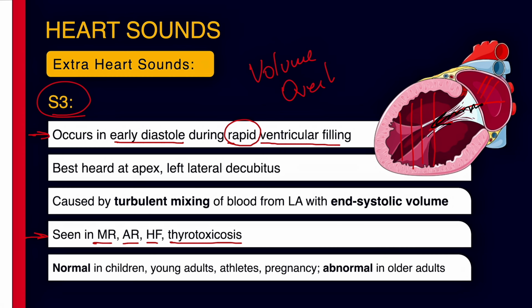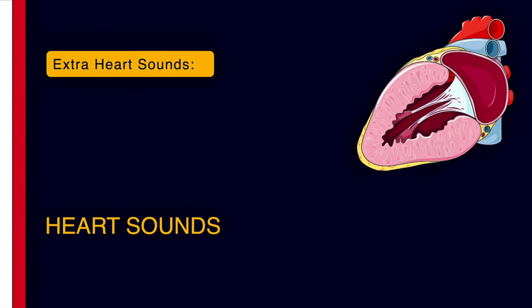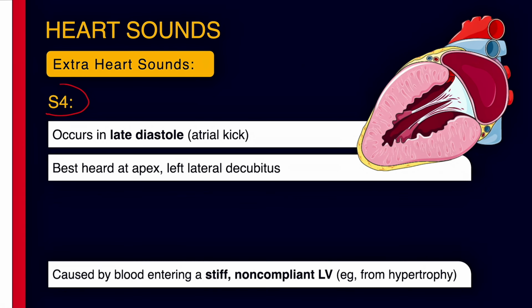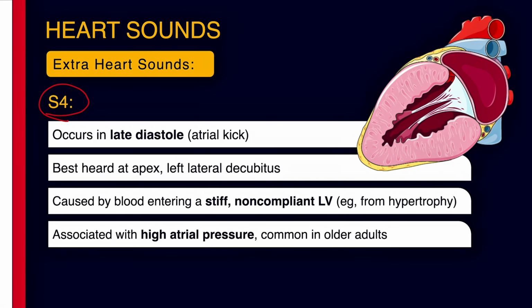But here is the nuance. S3 can be normal in children, young adults, pregnancy, and athletes. In older adults, though, it's usually pathologic. S4 is different. It happens in late diastole, just before S1. So it's pre-systolic, like tu-ru ta, something like that.